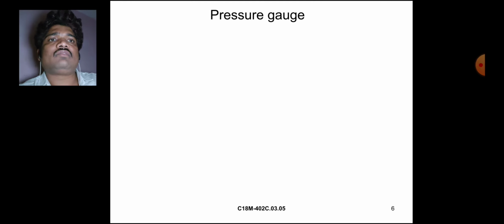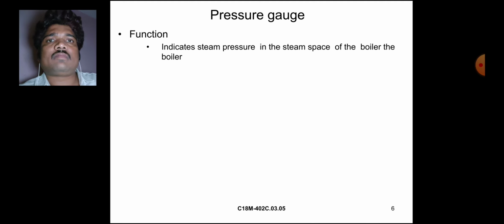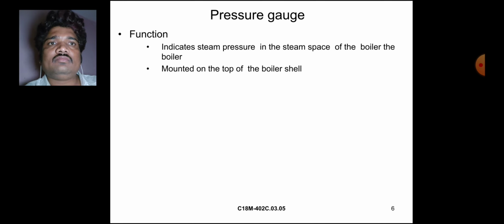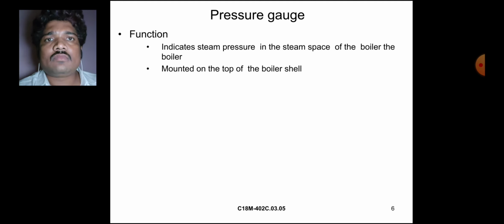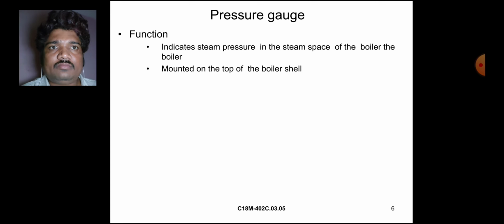First, today we discuss the pressure gauge. Pressure gauge function: it indicates steam pressure in the steam space of the boiler. It is mounted on the top of the boiler shell.